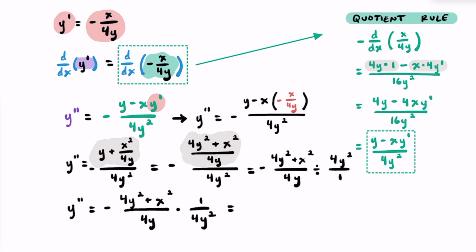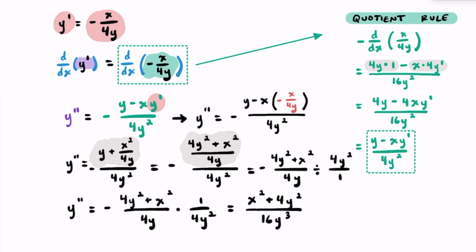Now when you multiply fractions, we can just multiply the tops with the tops and the bottoms with the bottoms. The numerator is going to be just the same. I'm going to write the x squared first. We have x squared plus this 4y squared. And then in the denominator, we have 4y times 4y squared. That's going to be 16y to the third power. Now, this is a pretty good spot to be in.